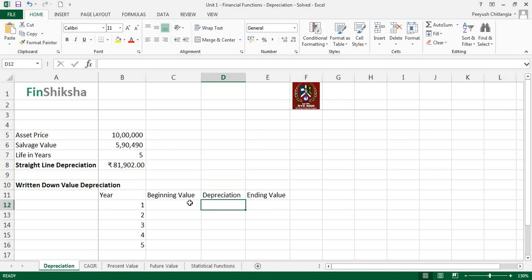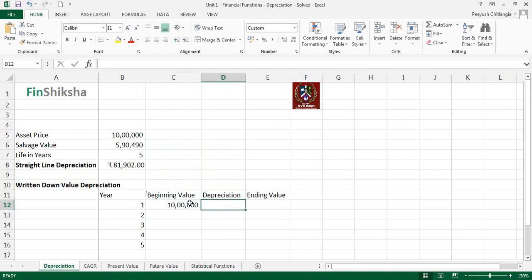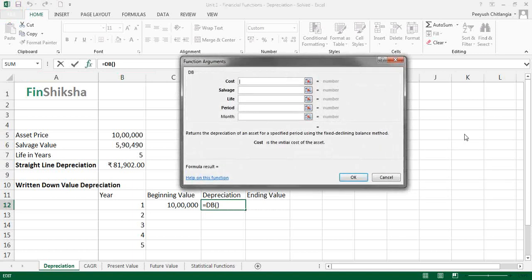Now in this particular case, we don't know what the same particular percentage would be. So we'll calculate that using a formula called DB. DB is something called declining balance, which is the same as written down value. Once again, let's look at what parameters get applied there. You have cost, you have salvage value, you have life. Those are the same three parameters as the straight line method. You have one more parameter, in fact, two more.